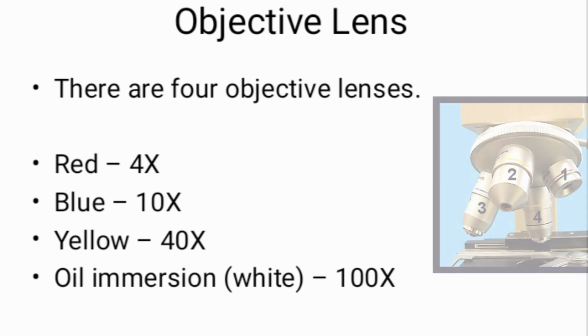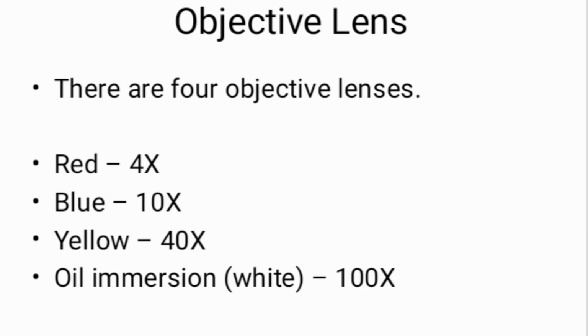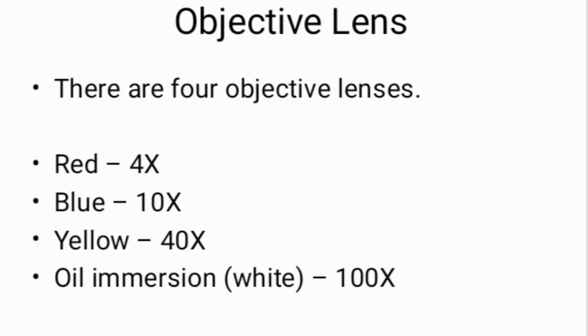There are 4 objective lenses. Number 1, scanning objective lens. The scanning objective lens usually transmits red light. It is the smallest objective lens among all the 4 types of objective lenses that we have here. Please take note of the magnification and the color of light that each of these lenses transmit.